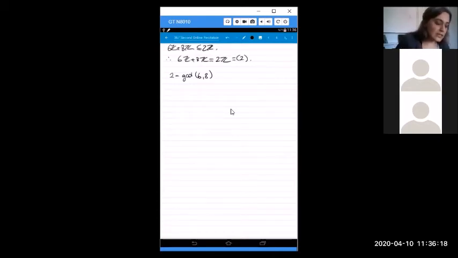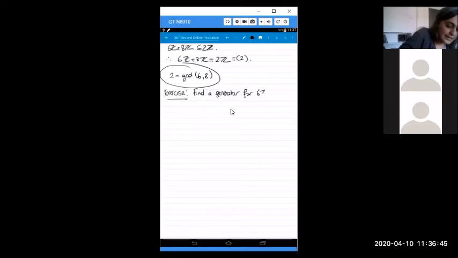So you can use this one actually for the integers and for some various rings, but in our specific case, we just take the greatest common divisor of 6 and 8. Okay, and you can try as an exercise: find a generator for 6Z intersection 8Z. Of course the natural candidate for this one would be the least common multiple of 6 and 8.